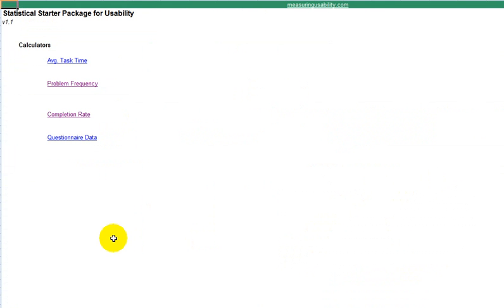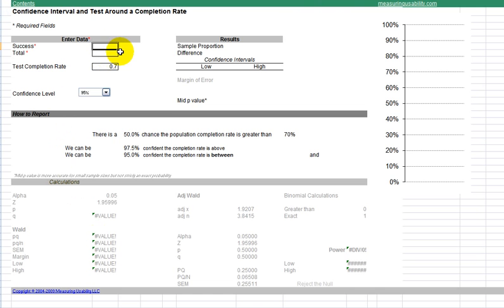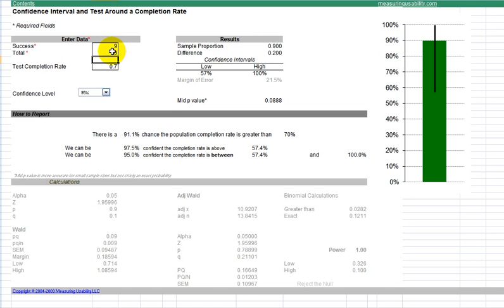Another thing we're going to want to do a lot is know what percent of all our users would likely be able to complete a task given what we've seen in a usability test. So we click on the completion rate calculator. Let's imagine we tested 10 users and 9 out of 10 completed a task. So we enter those two values in here.